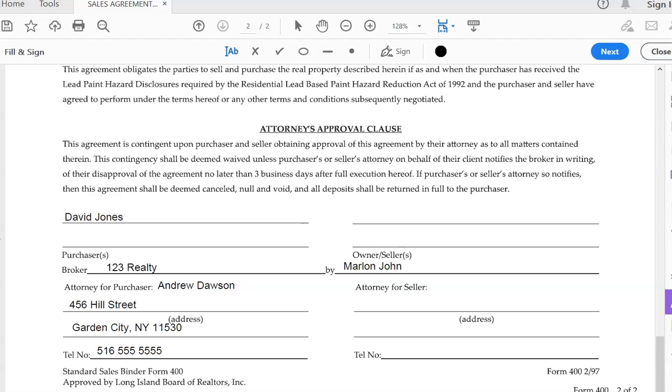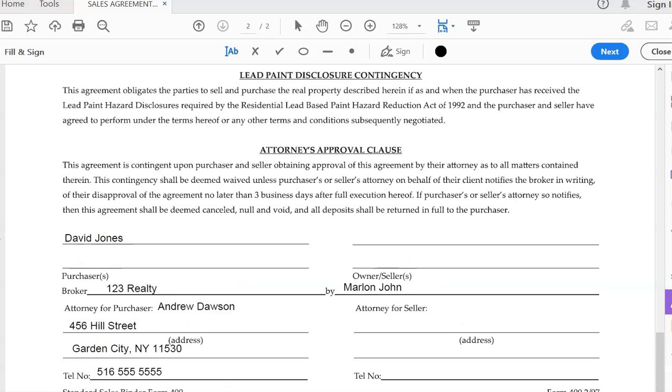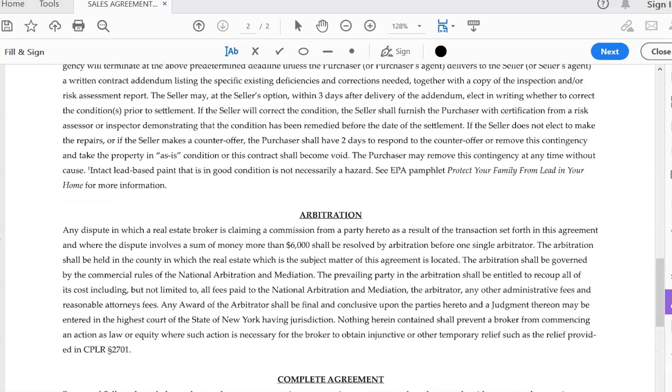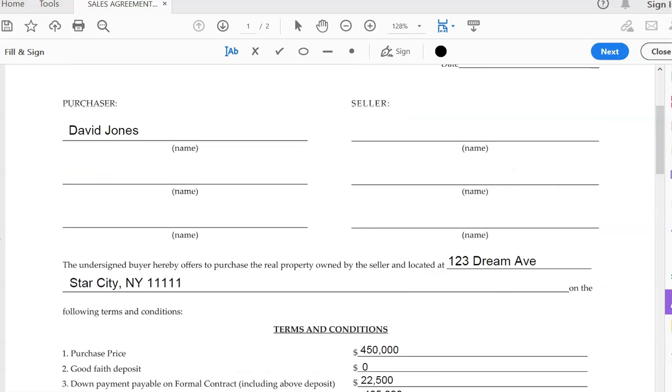Now, if you're representing the buyer or you're working with the buyer as a customer, then you would fill out this information, and the seller at that point would have the opportunity to fill out their information once they've received the offer. But this is basically how you would fill out a sales agreement.